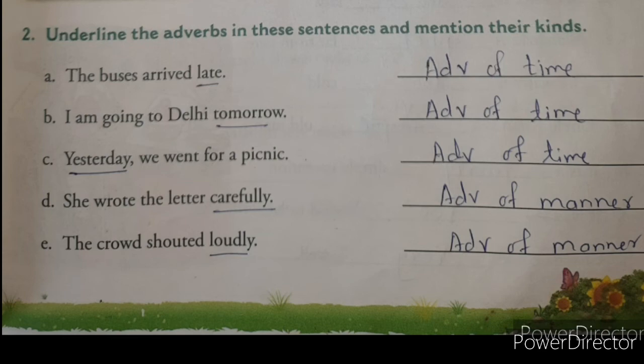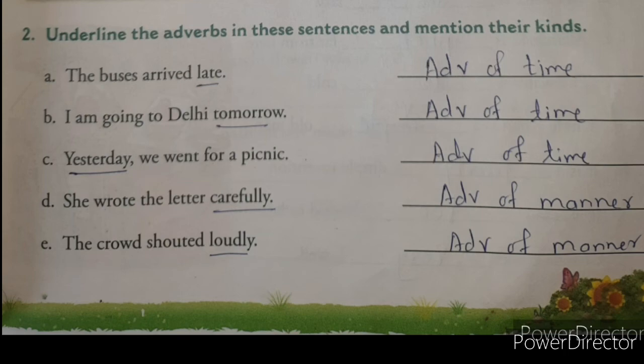That is, underline the adverbs in the sentences and mention their kinds. It means in the given sentences, you have to underline adverbs and mention the kind of each adverb. First example, A, the buses arrived late. In this sentence, late is the adverb and it indicates the time when the bus will arrive. So late is which type of adverb? Adverb of time. Next, B, I am going to Delhi tomorrow. Tomorrow is the adverb. You have to underline tomorrow, and it is which type of adverb? Adverb of time, because it's telling time.